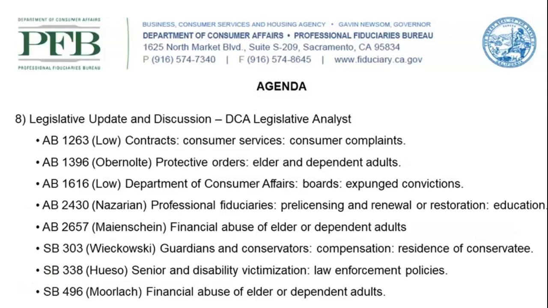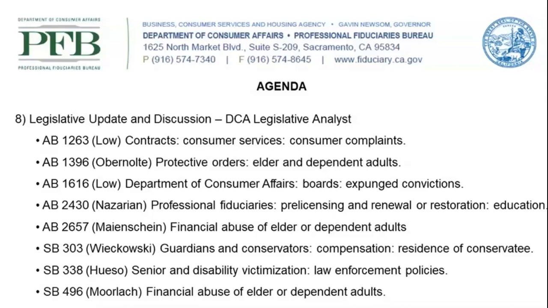AB 2657 by Assemblymember Maienschein. This bill would allow adult protective services to share relevant information with a federal law enforcement agency investigating a known or suspected case of elder or dependent adult abuse. This bill would also permit adult protective services to share relevant information with a local code enforcement agency investigating a property where the health and safety of an elder or dependent adult resident is at risk. As of June 2020, this bill is no longer moving forward.